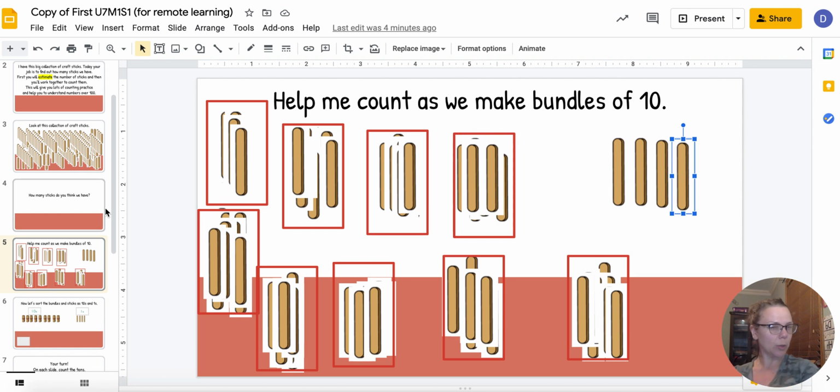How close was your estimate? Did you estimate something close to 100? 94 is pretty close to 100. Were you a little higher, a little lower? Either way, it's okay. We're just getting started learning about these bigger numbers.